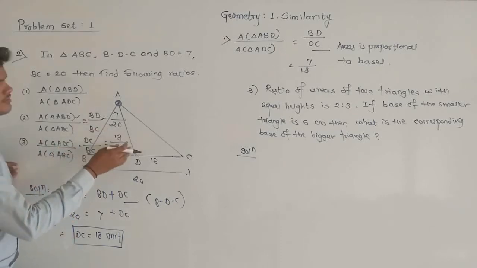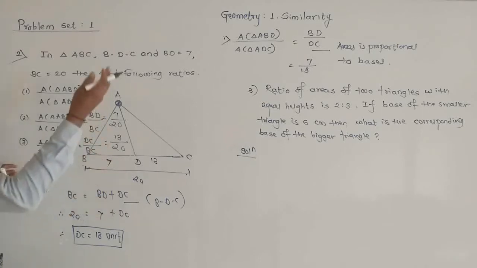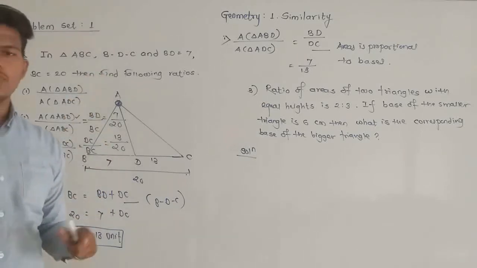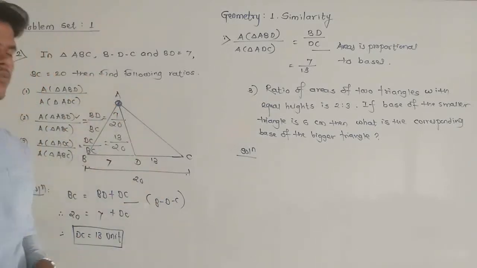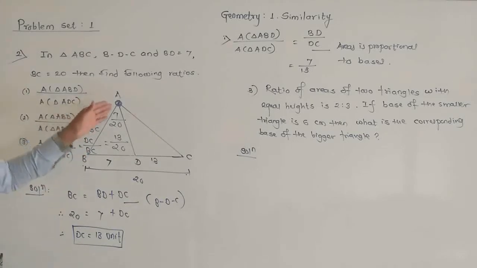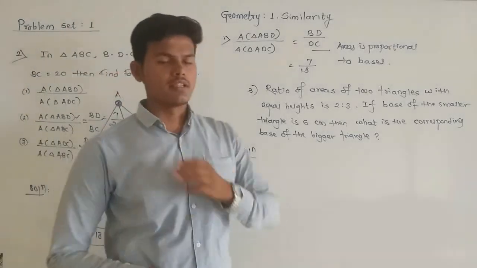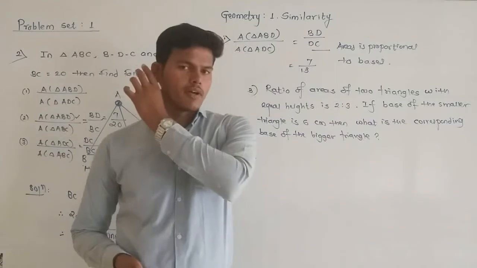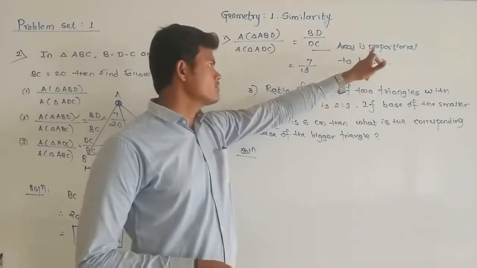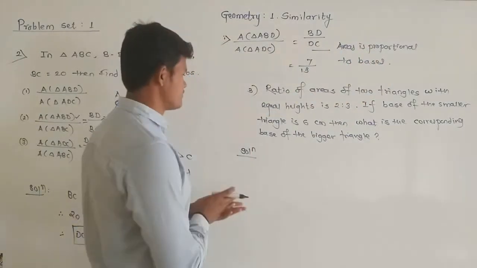So the reason for all the three ratios is common, that is area is proportional to bases. Why? Because they share one common vertex, and if two triangles share one common vertex, then their heights are equal, and if heights are equal, then their area is proportional to their bases.